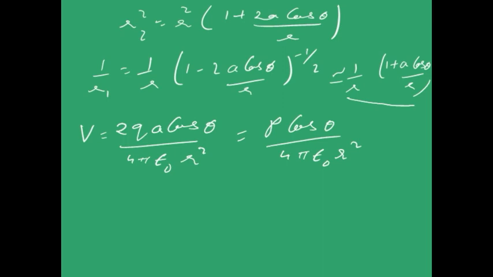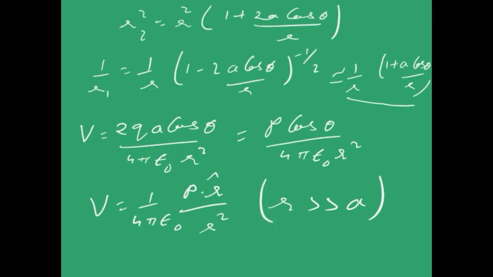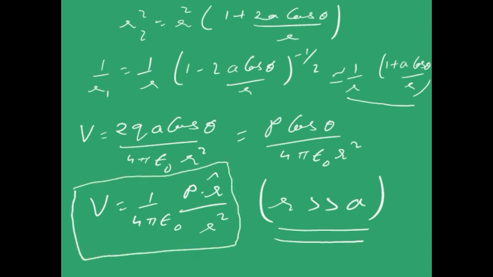So finally I can write this potential as 1 by 4 pi epsilon naught, p dot r by R square. And let me write this also: all this holds only when R is very much greater than A, because we used this while proving all this. So finally this is the potential due to a dipole.